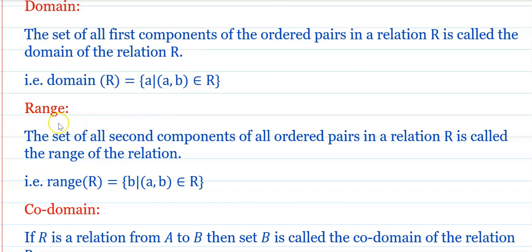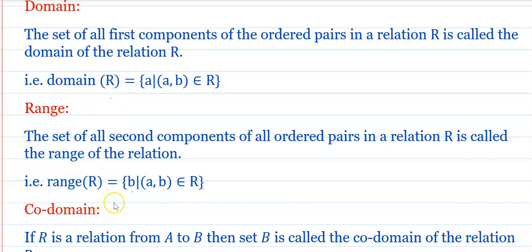And what about the range? The set of all second components of ordered pairs in a relation capital R is called the range of the relation. And we can define the range of R as the set of b, where (a, b) must be in R. This is the domain and this is the range.